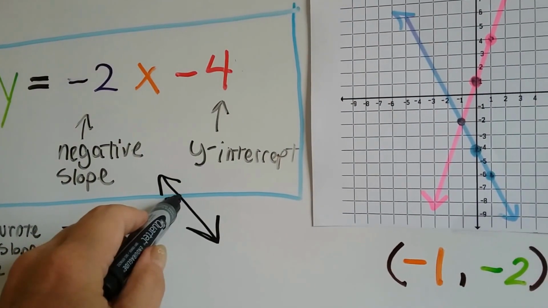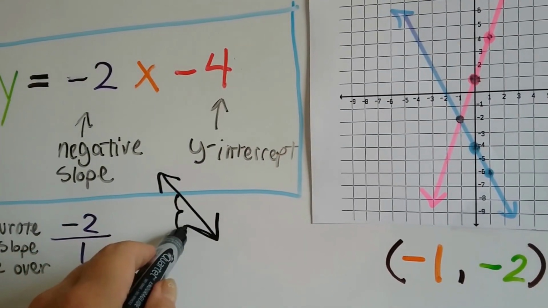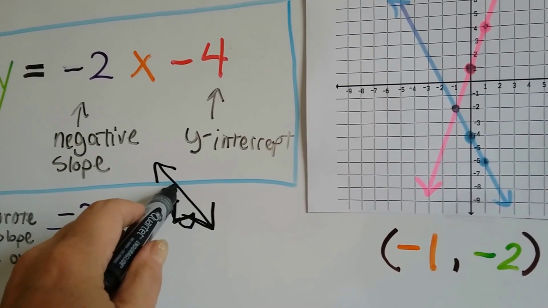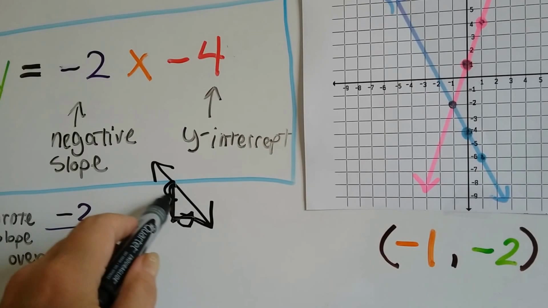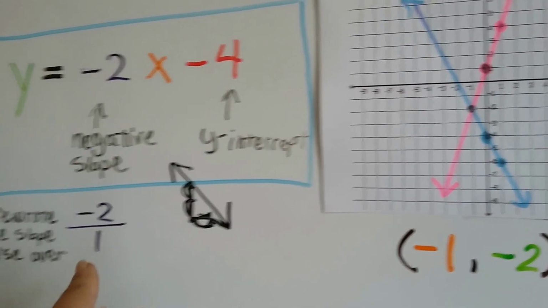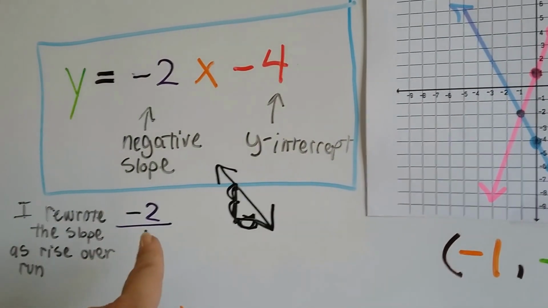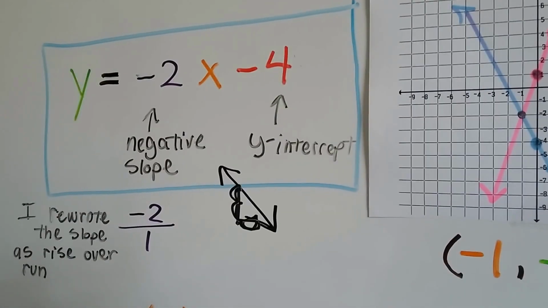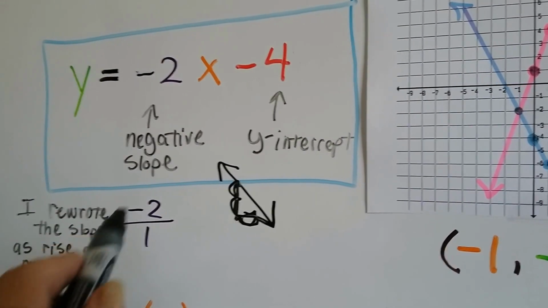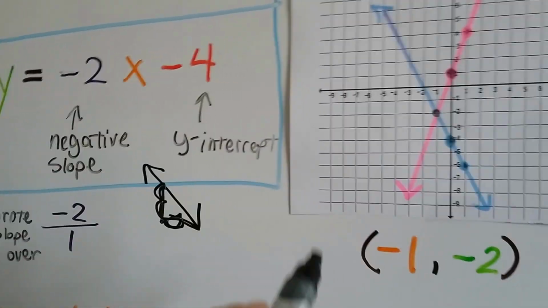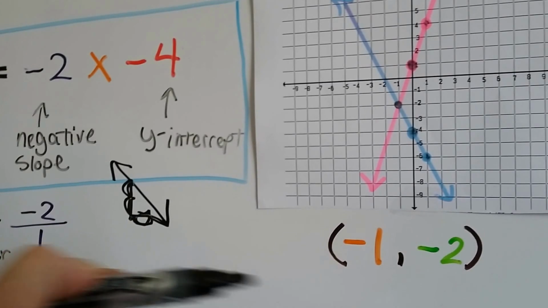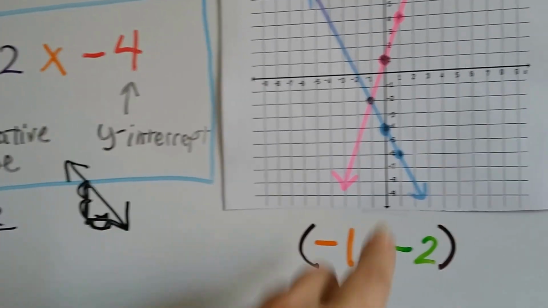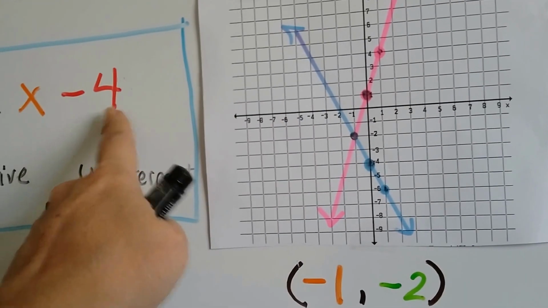So we're going to go down 1, 2 for our rise and over 1 for our run, okay? So our little L shape is going to be down 2, and then over by 1. We can rewrite the slope as the rise over the run because -2 over 1 is the same thing as -2, right? So we know what our rise over our run is. So we're going to go down 2 and that way 1 because it's a negative slope and our line has to go that way. So we were at -4 for our y-intercept.